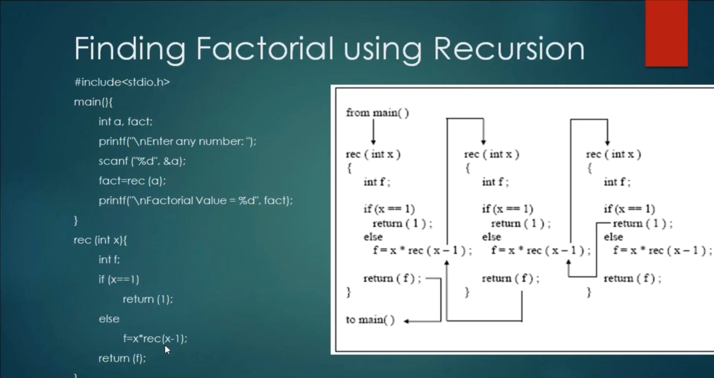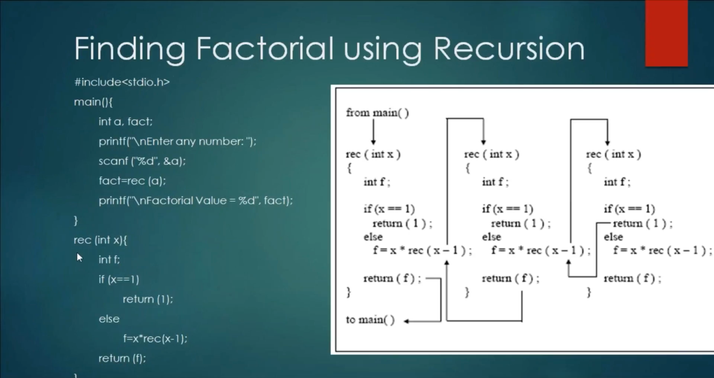Again it will be deducted by 1, that is x will become 1. The same function is called. This time x equal to 1 is true, so it will return 1. So we will get x into x minus 1 into 1. So we'll have 3 into 2 into 1, and that value will be stored in f, which will be returned from the function.